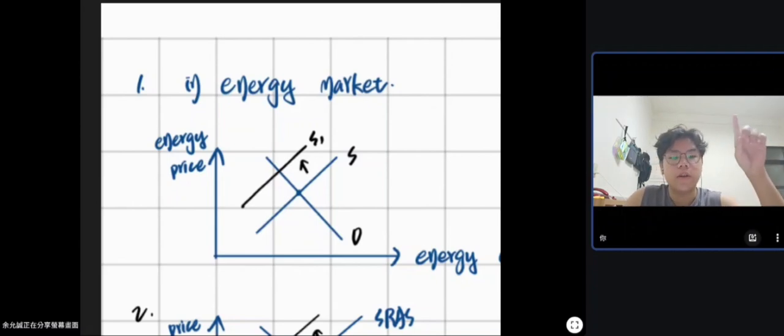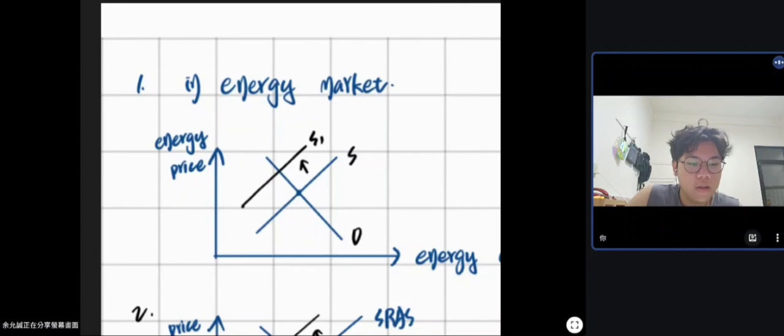First, in the energy market, the supply and demand model can explain why the sanction on Russian oil led to a sharp increase in energy prices. The sanction on Russian oil significantly reduces the supply of oil in the EU market, so the supply will shift to the left and make the price higher.